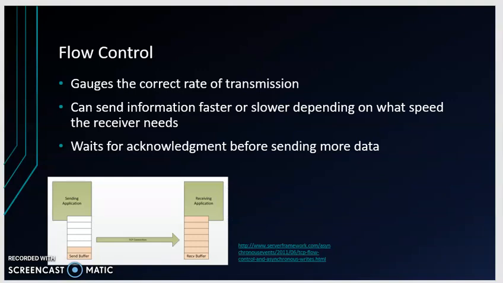Flow control is the last characteristic. It gauges the correct rate of transmission. It can send information faster or slower depending on what speed the receiver needs. This also waits for acknowledgement before sending more data. This is to not overload wherever it is sending to.